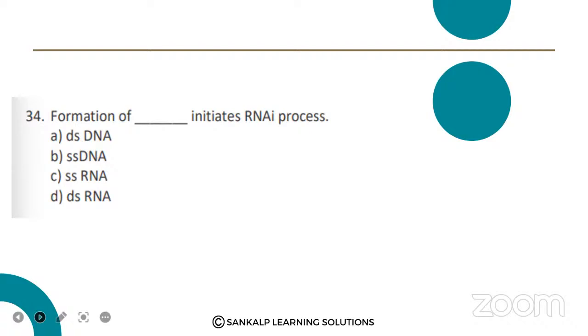Option A, dsRNA. Option B, ssDNA. Option C, ssRNA. Option D, dsRNA. Option D, ma'am, double-stranded RNA. Option D, double-stranded RNA is the right answer, guys.